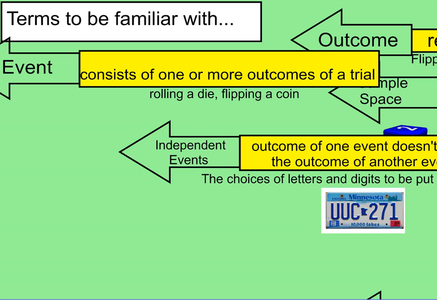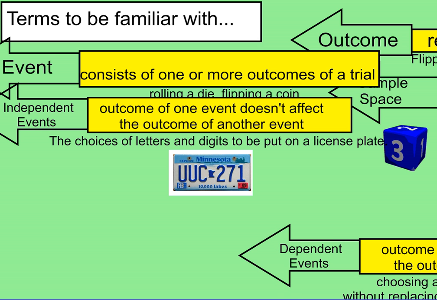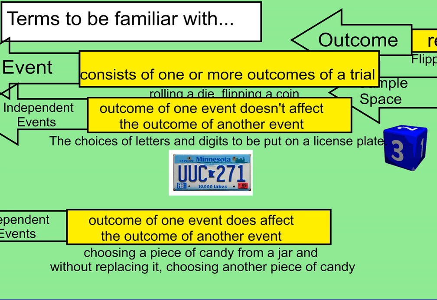That is the event. Independent events have no effect on each other. So the choices of letters and digits to be put on a license plate, it doesn't matter what the first letter is. It has no bearing on the second letter. Dependent events are when one outcome affects another. A good word to look for is with replacement and without replacement. Those are your key words.